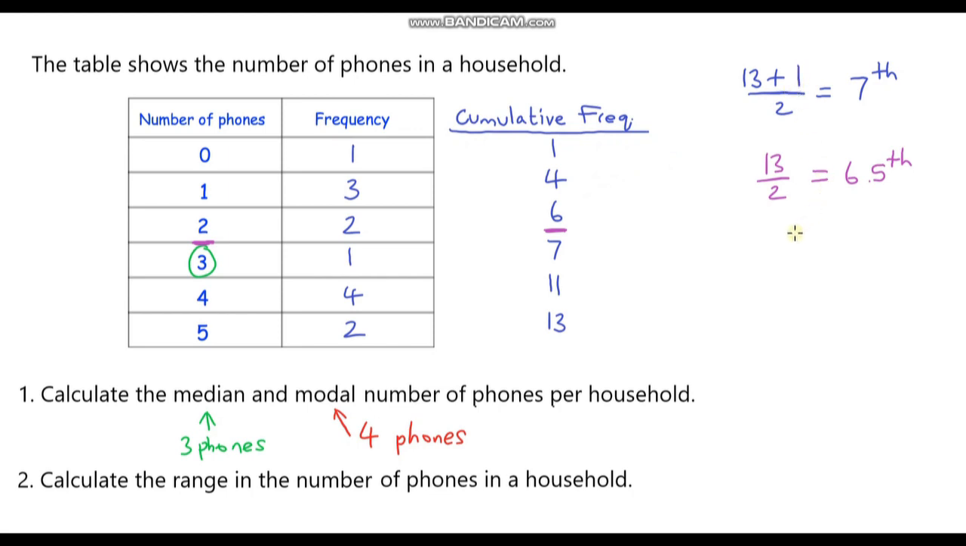Okay, let's finally look at the range. So the range, the difference between the highest and the lowest. Well, 5 is the most amount of phones, and we subtract 0. So there was one household that didn't have any phones. So the range is 5 phones. So that is my answer.